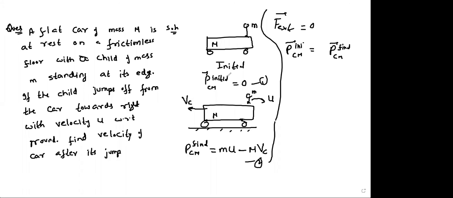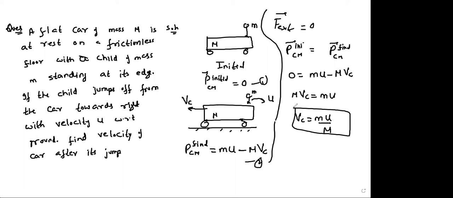I need the velocity of the car now. If I equate them, the initial momentum is 0, and the final is mu minus Mvc. So Mvc is mu, so vc comes out to be mu by M. So based on conservation of momentum, you can get this type of questions.